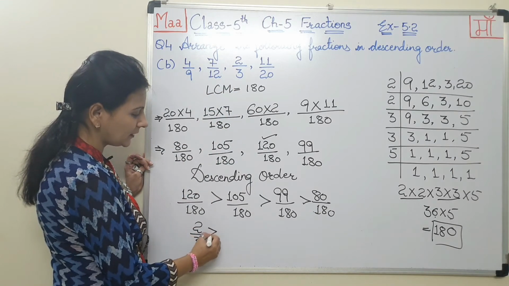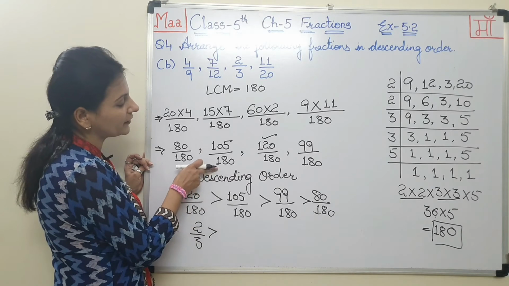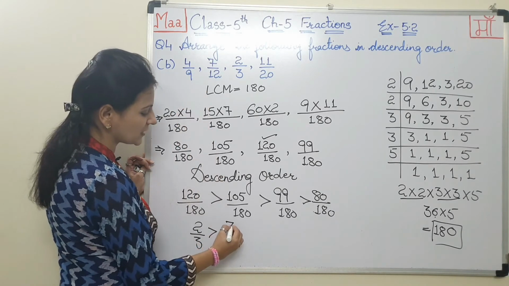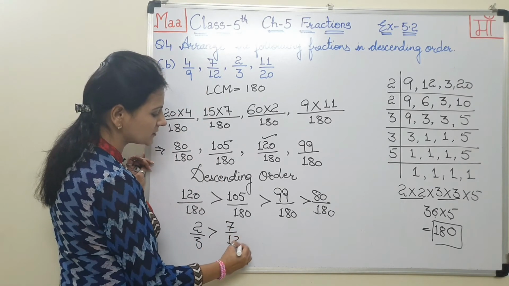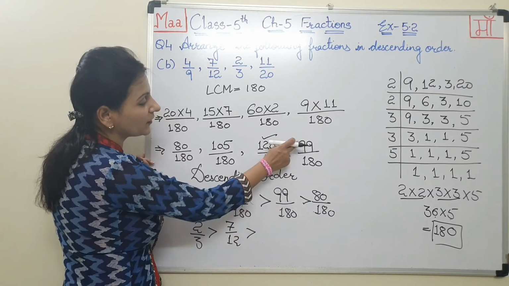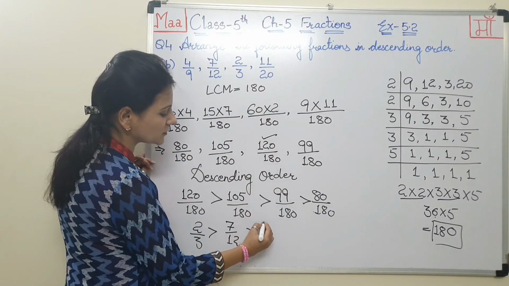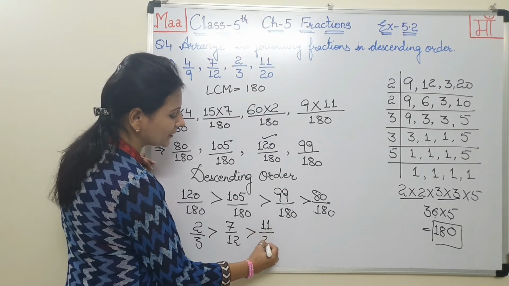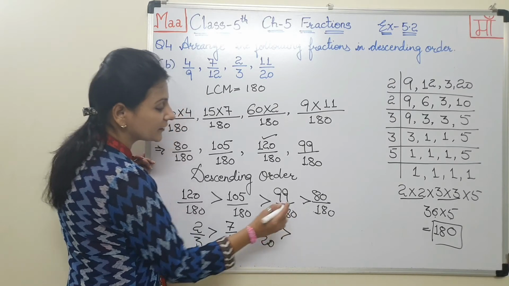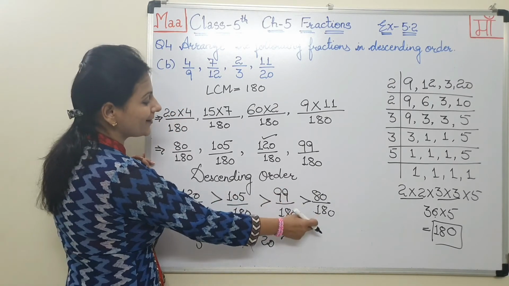It will come in the beginning. Then 105 upon 180, that means second fraction. So 7 upon 12 will come after this. And then 99 upon 180, that means last fraction. So 11 upon 20 will come. And then greater than sign, 80 upon 180.